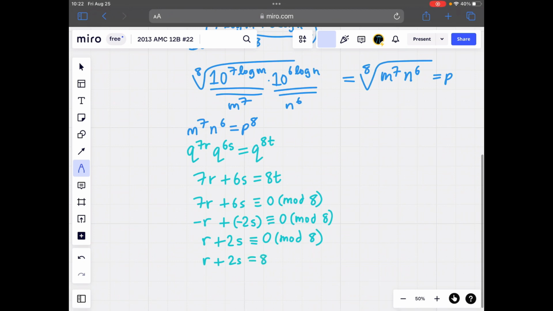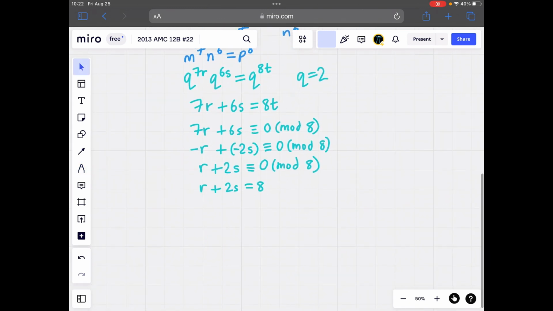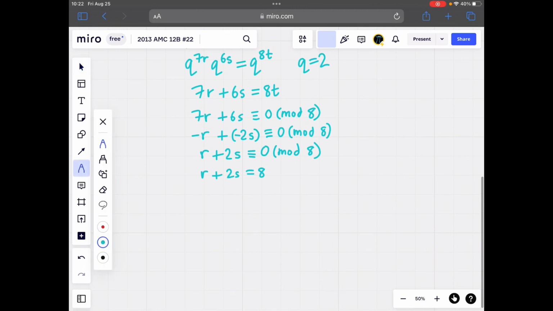And if we want everything to minimize, we need q to be equal to 2, because that's the least integer greater than 1. So we also have r plus 2s equals 8, and this implies that r is even. So r can be either 2, 4, or 6, in which respective case s would be equal to 8 minus 2 over 2, which is 6 over 2, and that's 3. If r was 4, then 2s would have to be 4, so s is 2. And if r is 6, then s would be 1.